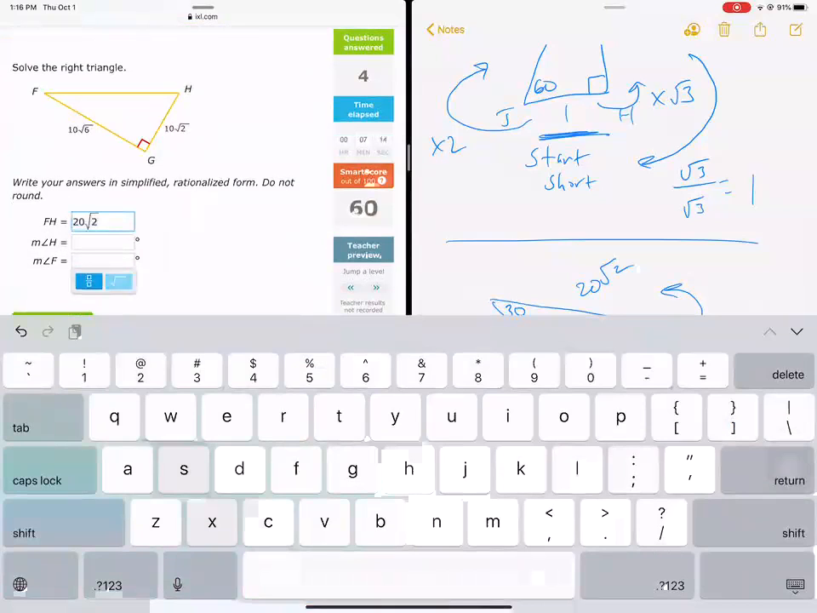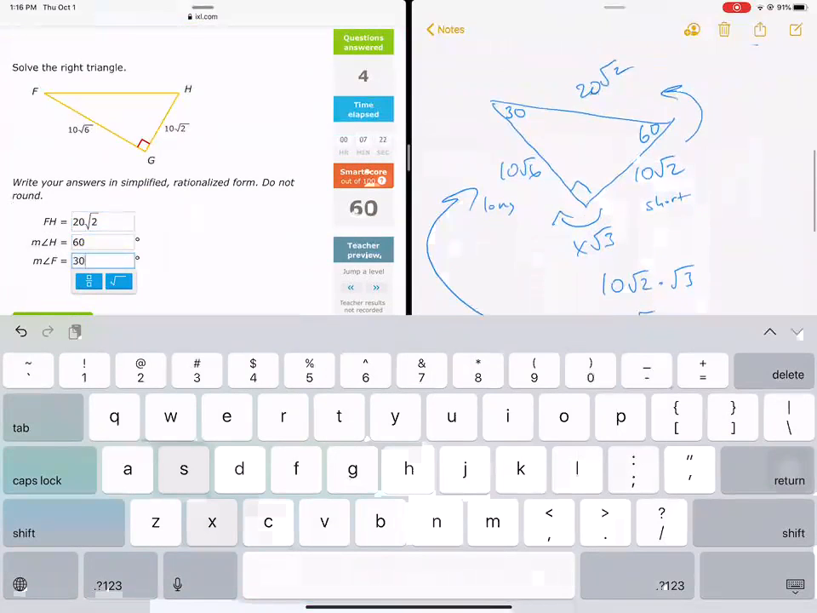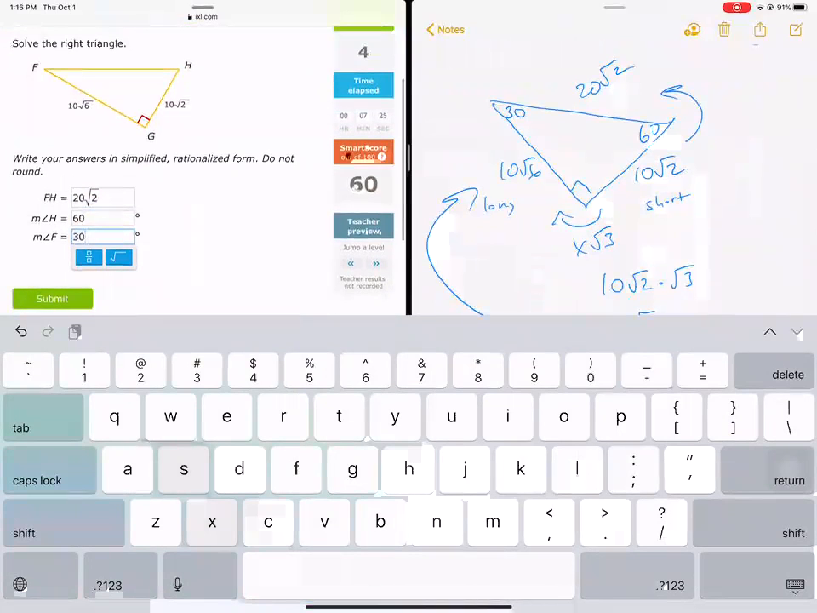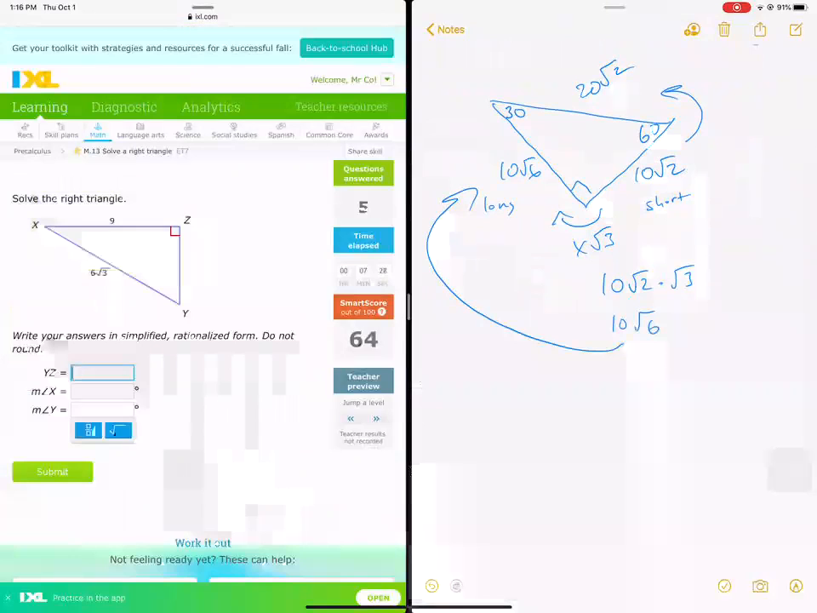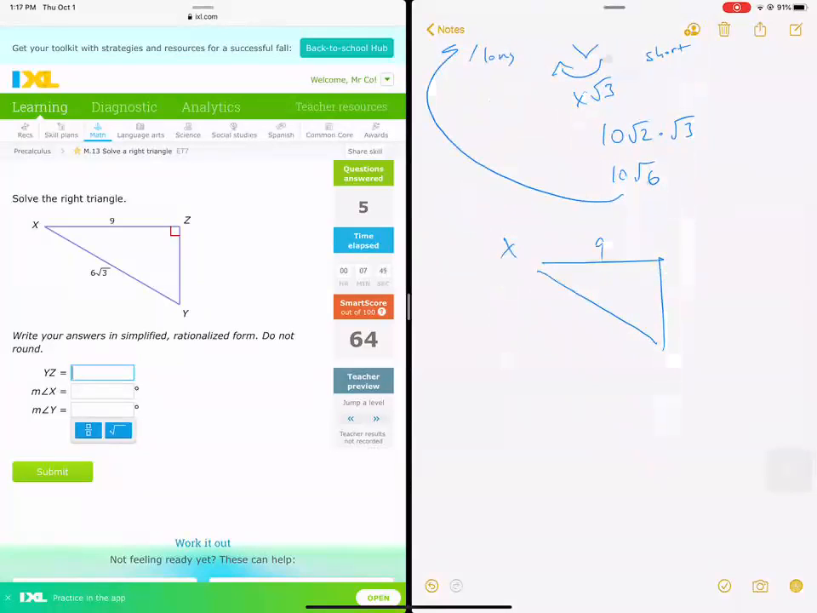Square root of 2. We're given angle H is 60 degrees and angle F is 30 degrees. I'm just copying what I have on the right. Okay, let's see. This is a right angle, but I don't think this is a special triangle. But let's see, maybe. This can't be 45, 45, right? So let's say this is a 30, 60, 90. Let's see if we can get to square root of 3.